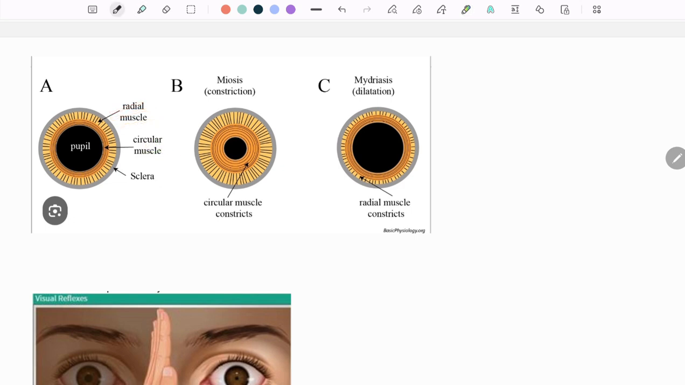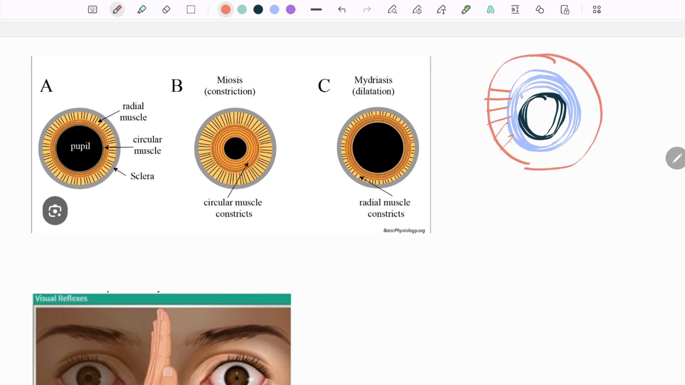So if this is our pupil, around this pupil there will be some circular muscles. In this way, they are arranged in a circular fashion. This is called the circular muscle or the sphincter pupillae. And around the circular muscle, there will be another kind of muscles, arranged in a radial fashion like this, in a spoke-like appearance. These are called the radial muscle or the dilator pupillae.